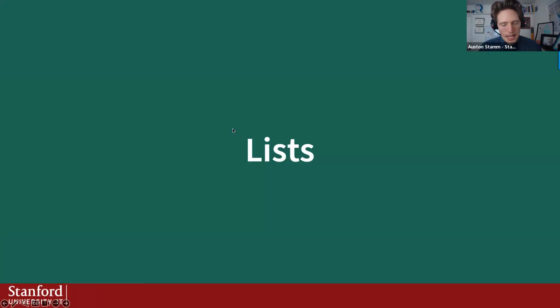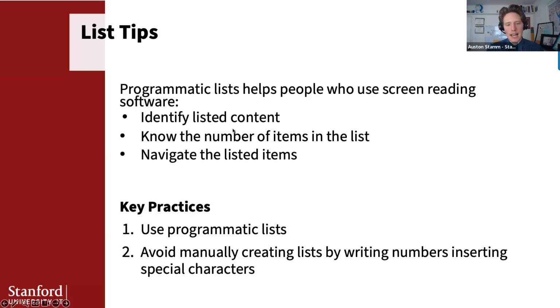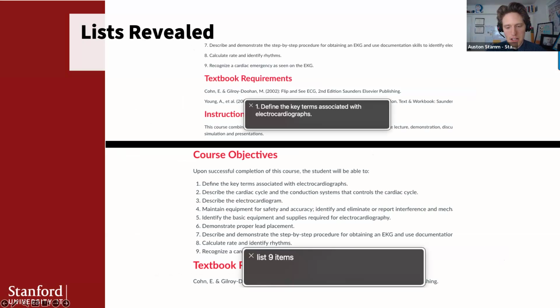When it comes to lists as well, you want to make sure that you have a programmatic list and not just special characters or symbols. When people are using screen reading software, it actually identifies the number of items in the list when it is programmatically created, which is really useful. The key thing is not to make the list manually, but to ensure it's identified as list content in the HTML or in Microsoft Word.